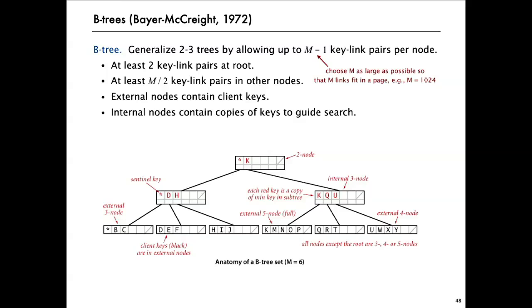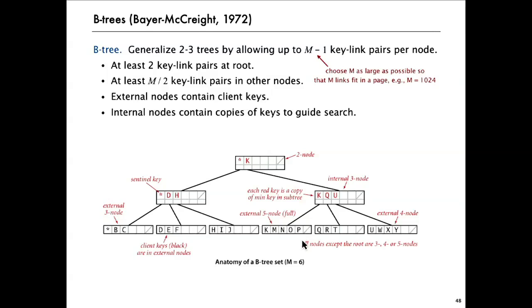And as you'll see, this is a generalization of 2-3 trees that allows us to build balanced trees that are very, very shallow. Typically, these are set up so that all the data is in the external nodes. And so the external nodes have no links, they just have keys. And they're kept in sorted order. So for example, this is m equals 6, this is an external 5 node. So it's got 5 keys, it's got room for one more temporary one.